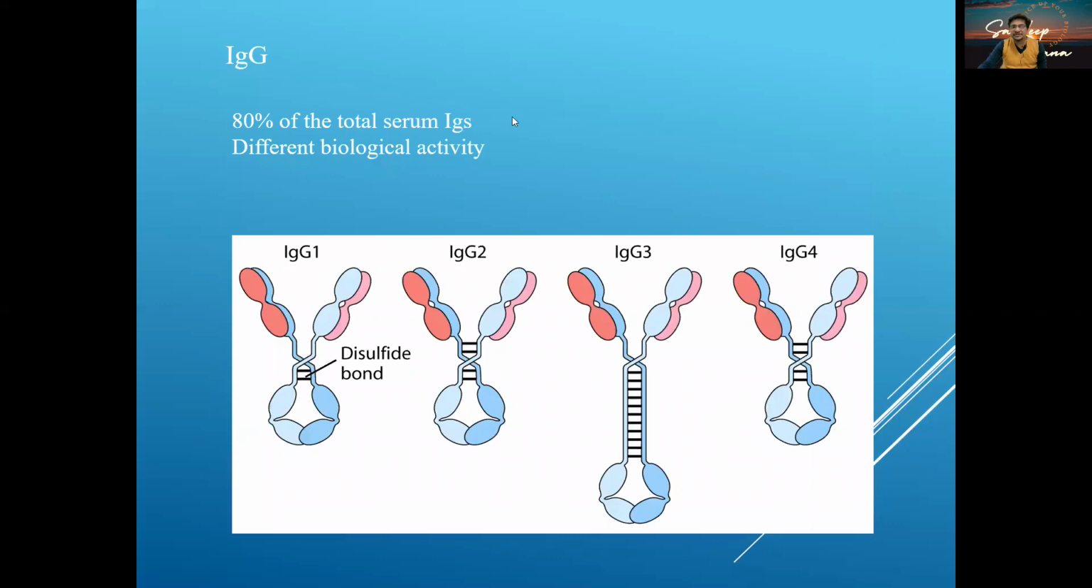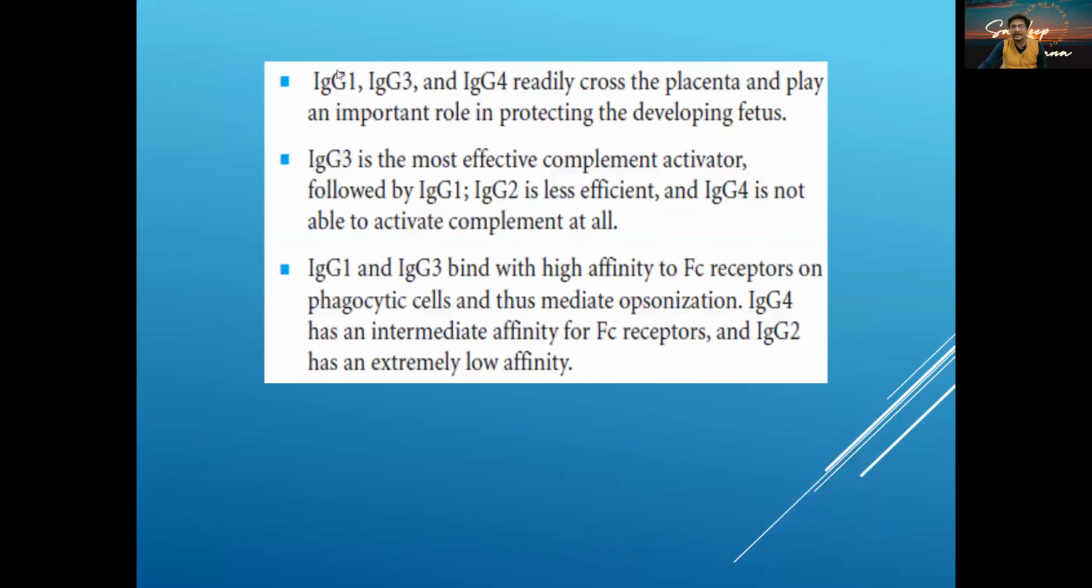Now, if you see the IgG, 80% of the total serum, this is one of the antibodies which is found in the maximum concentration with different biological activity. You can see the 4 subclasses, 1, 2, 3, and 4. IgG1, 3, and 4 can easily cross the placenta and play an important role as passive immunity, because these antibodies are produced by the mother and play an important role in the fetus's body.